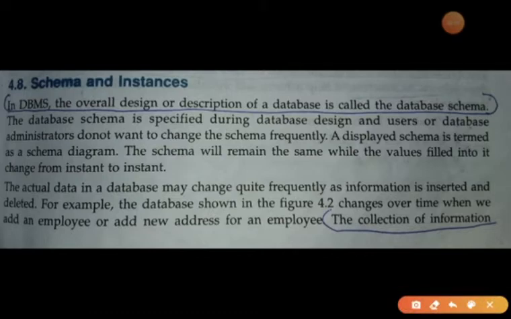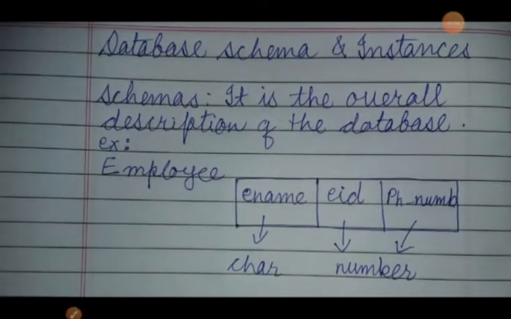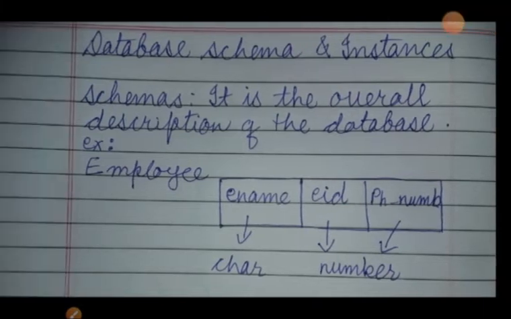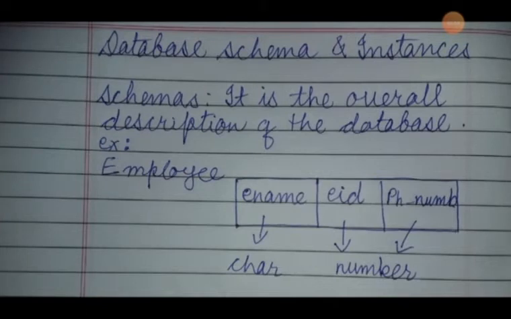So schema means, in DBMS, the overall design or description of database is known as database schema. Let us see what this means with an example. We can also say it in another, simpler way: it is the overall description of database.